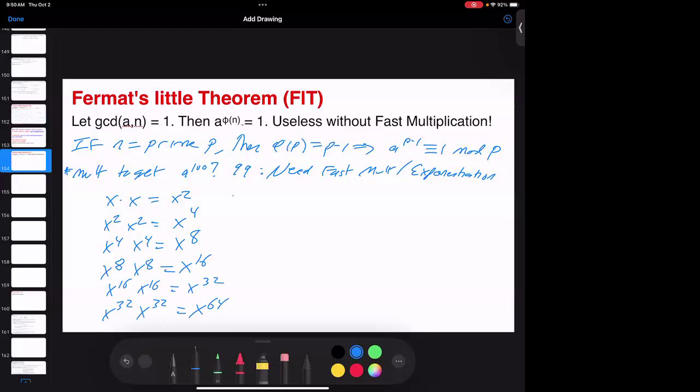And I can stop here, because if I give you a number like 100, I can write 100 in binary. So I want to write 100 in its base 2 expansion in terms of powers of 2. What's the largest power of 2 that's at most 100?